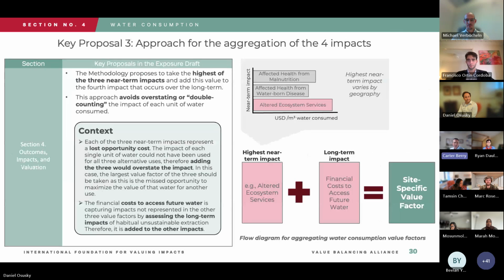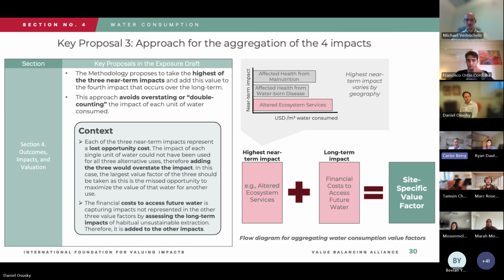And the third proposal is then, now that you have the value factors from these four different categories, how do we take those value factors and put them together into a single site-specific value factor that can be multiplied by your water consumption? And so the methodology specifically proposes to take the highest of the three what are called near-term impacts, and to then add this value to the fourth impact, which is the long-term impact of financial cost to access future water. And so let me explain a little bit of why this is.